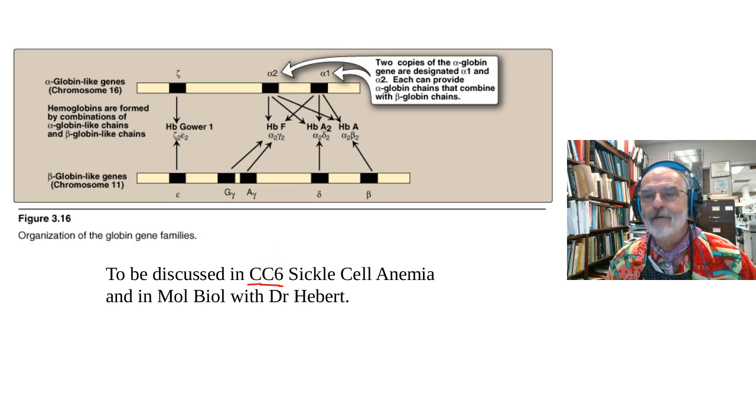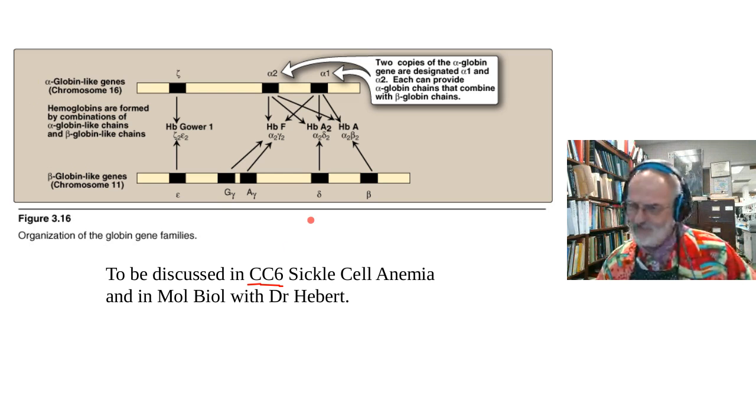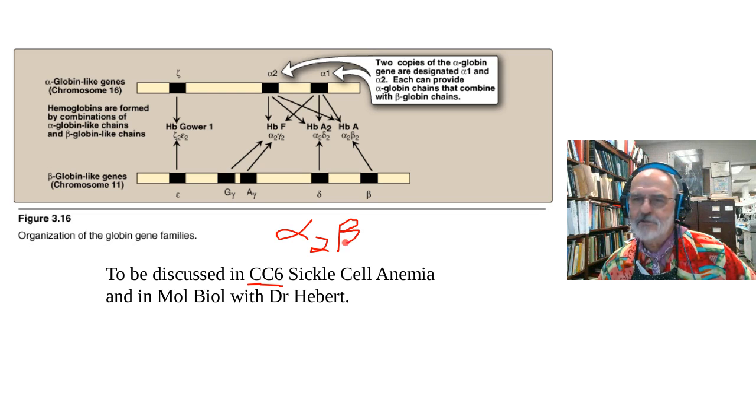Okay, so hemoglobin is comprised of 2 alpha chains and 2 beta chains. The alpha genes are found on chromosome 16.